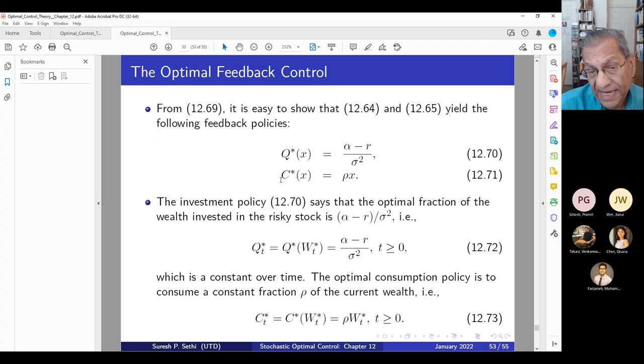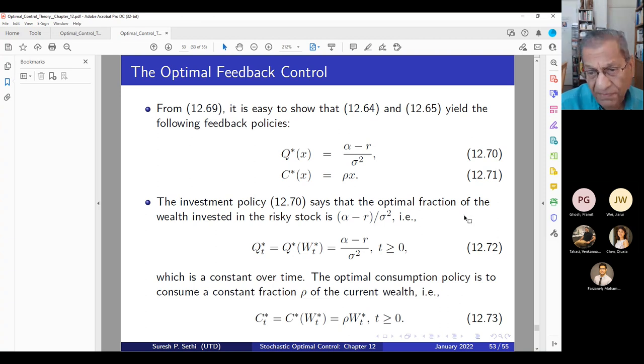Consumption basically says I will consume a fraction of my wealth each time. So you remember, if you consume this kind of wealth each time, you will never go bankrupt because it's exponential decay. Your wealth will always be bigger than zero. So these are the feedback rules.